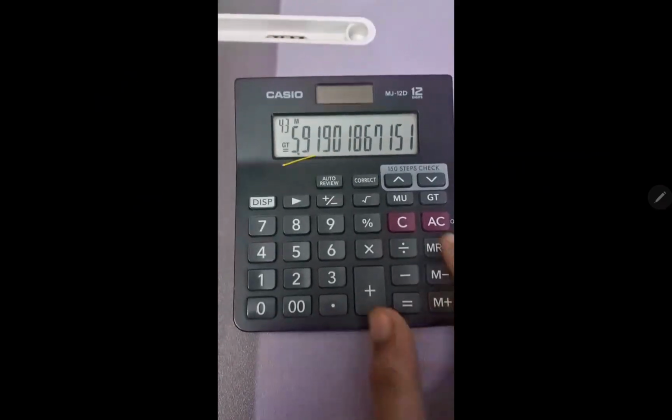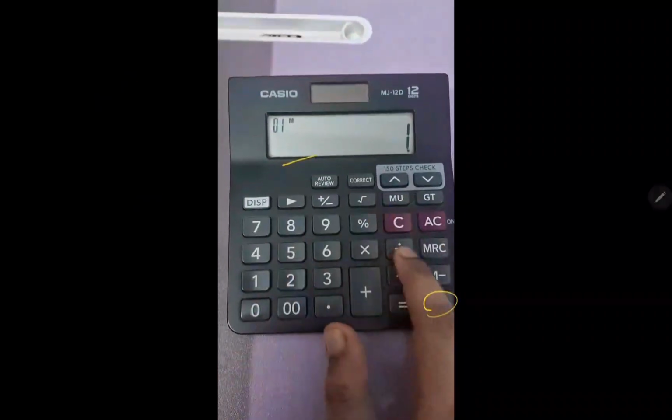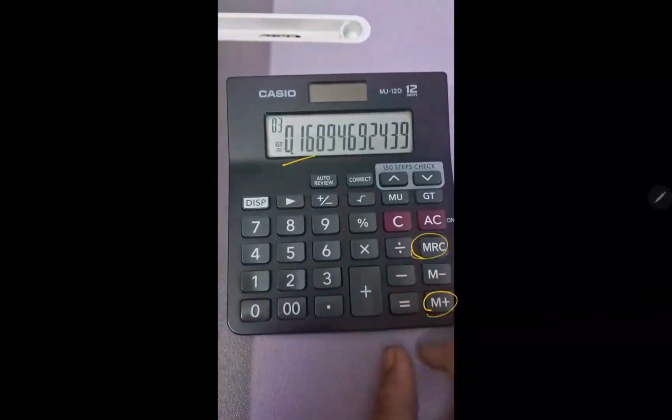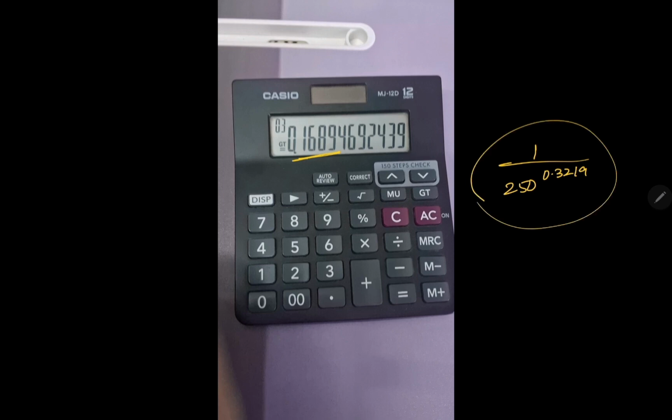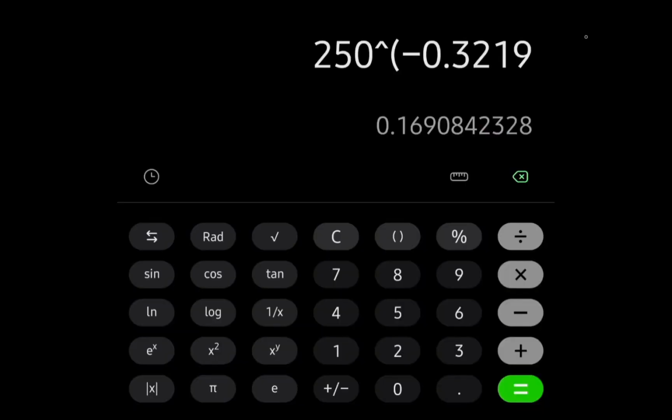We have got the value here. We are pressing the M plus and adding it to memory, and then you are doing 1 divided by MRC. Now you will get 0.1689. This is the answer that we are getting for 1 divided by 250 power 0.3219. Now I will show in the calculator whether this is correct or not. By doing this entire term, you are getting 0.1689. Now if you can see, we have got the answer. 250 power minus 0.3219, you are getting the answer to be 0.1690.